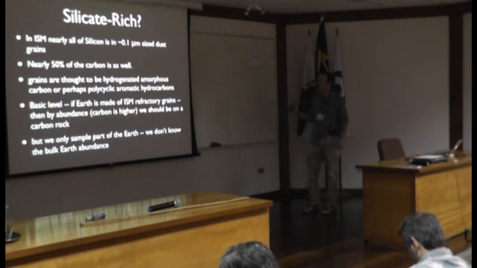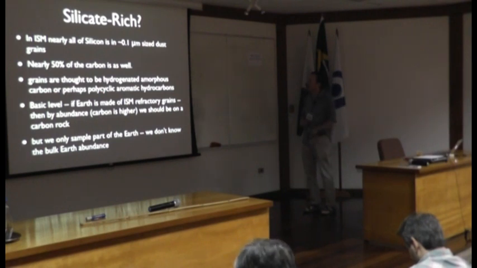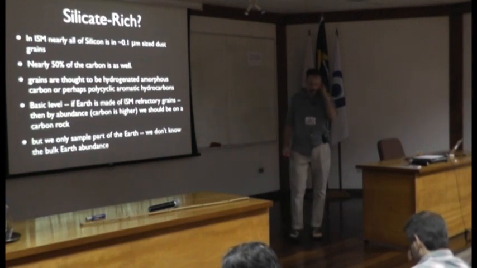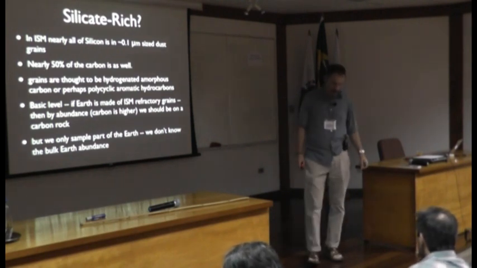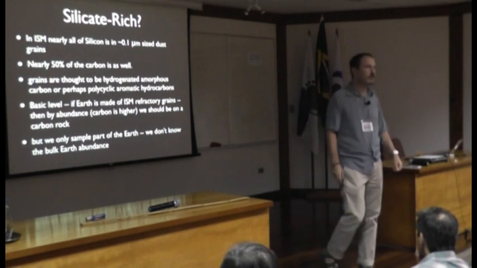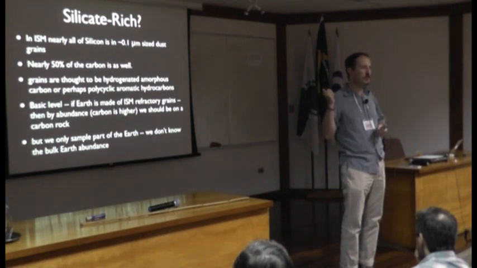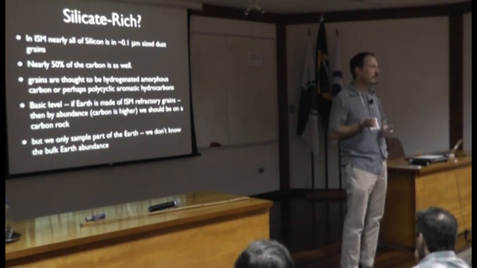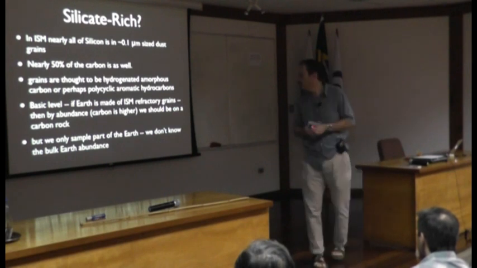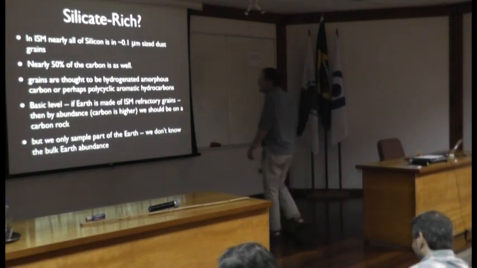Now, the carbonaceous component might be some form of hydrogenated amorphous carbon, so some carbon with some hydrogens arranged in a certain way, or some carbons and hydrogens arranged in a different way, so polycyclic aromatic carbons, right? Now, if we take at a basic level that the Earth is made of interstellar grains, which it is, it should be part carbon and part silicon. In fact, carbon is more abundant than silicon. Ergo, we should be on a carbon rock. But we're not. Okay, that's an interesting thing.